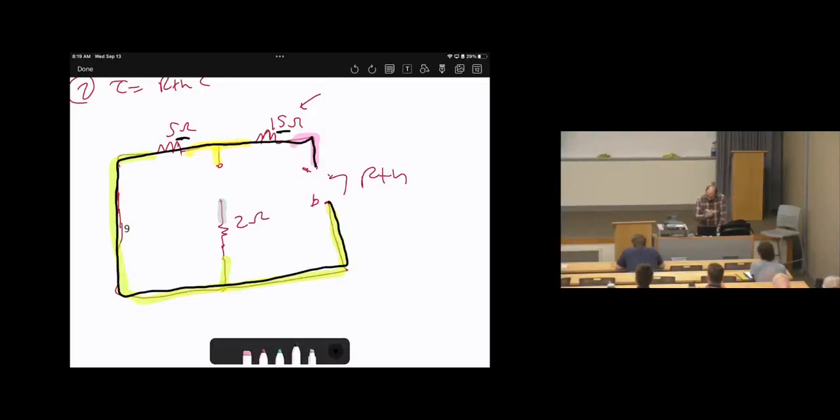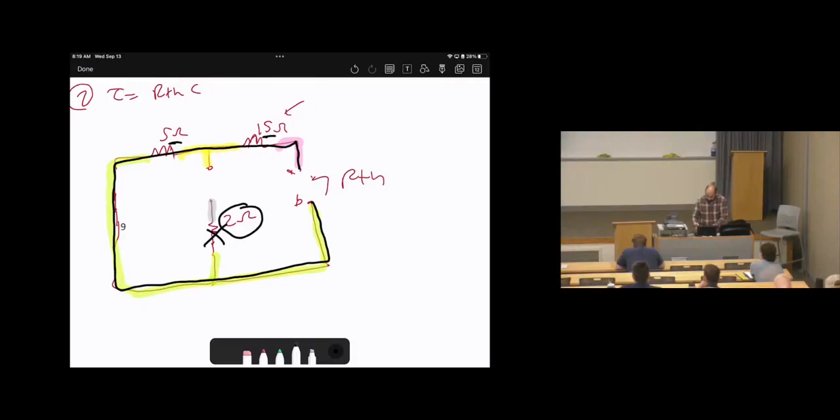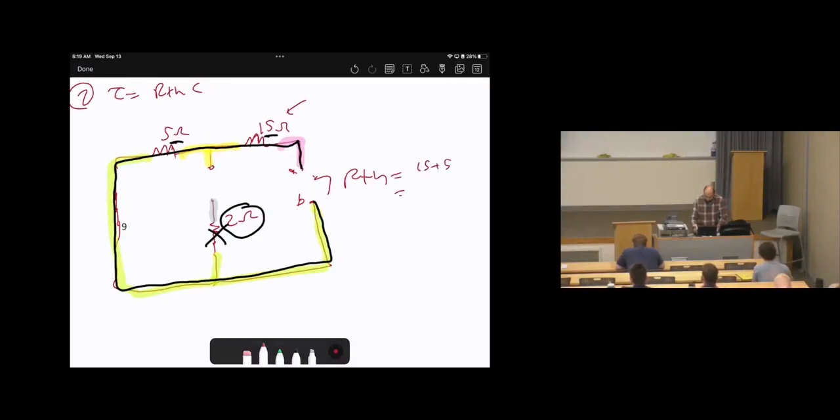Is there any path to go from A to B passing through the 2 ohms? No. Therefore, the 2 ohms will not be included in R Thevenin's. So R Thevenin's will be 15 in series with 5, so it will be 20 ohms. Does this make sense? Yes.